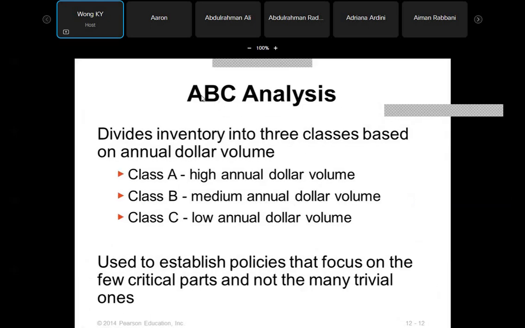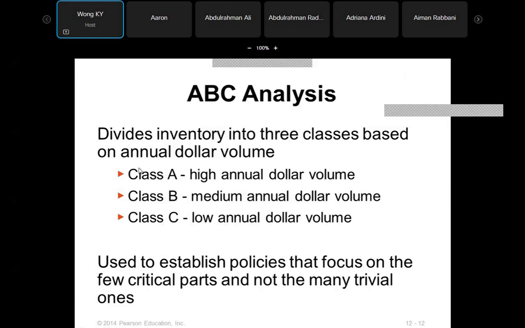There is a method called ABC analysis that helps us to classify inventory into three different classes. This technique categorizes or divides the inventory into three classes based on their annual dollar values or annual dollar volumes. So we have three classes: class A, class B, class C. Class A are inventory with high annual dollar values. Class B are inventory having medium annual dollar value. And Class C are inventory with low annual dollar values or volume.